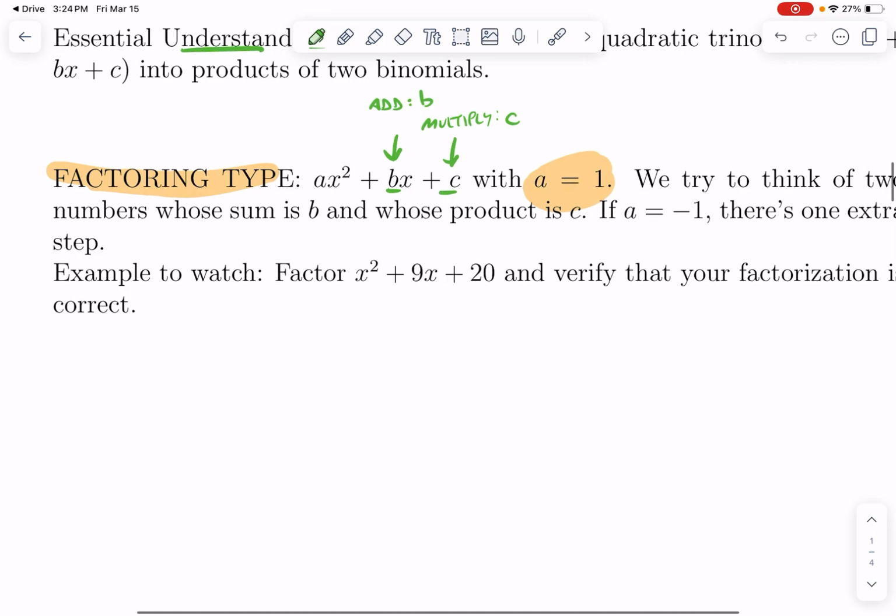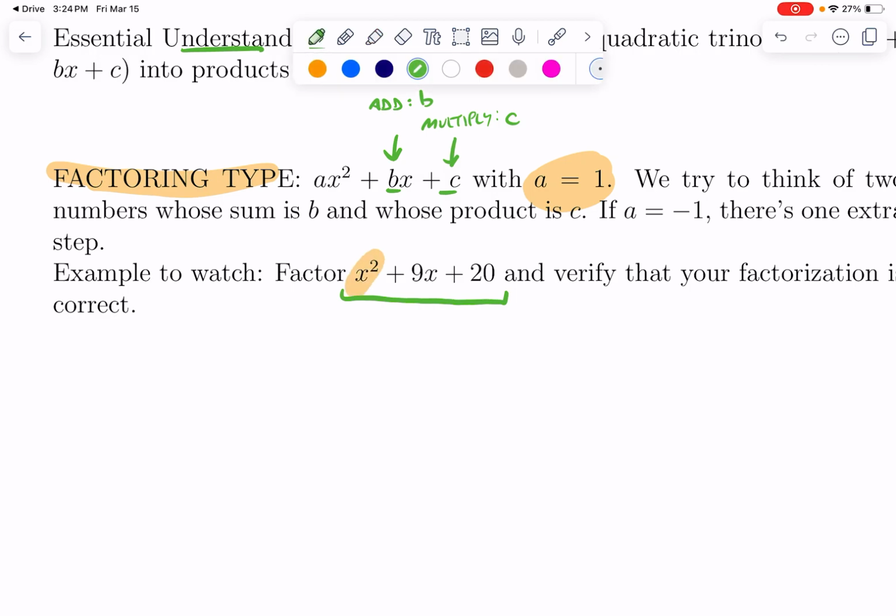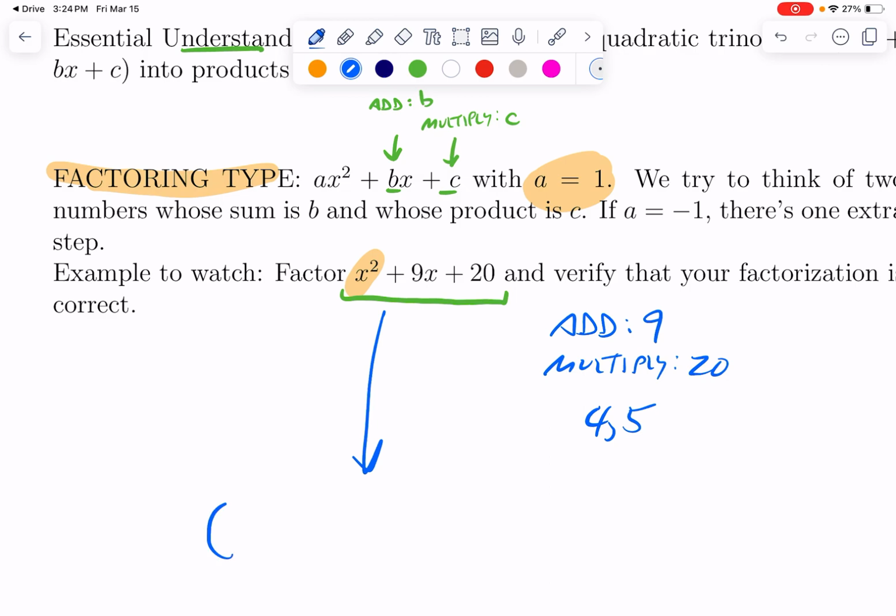So let's look at an example here. X squared plus 9x plus 20. It begins with plain old x squared, so this technique will work. I am asking myself, can I come up with 2 numbers where when I add them together, I get 9. And when I multiply them together, I get 20. And hopefully you came up with 4 and 5. What that means is that this expression factors as x plus 4 times x plus 5.